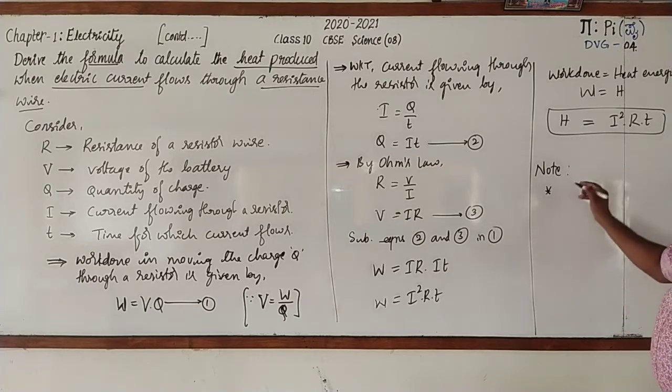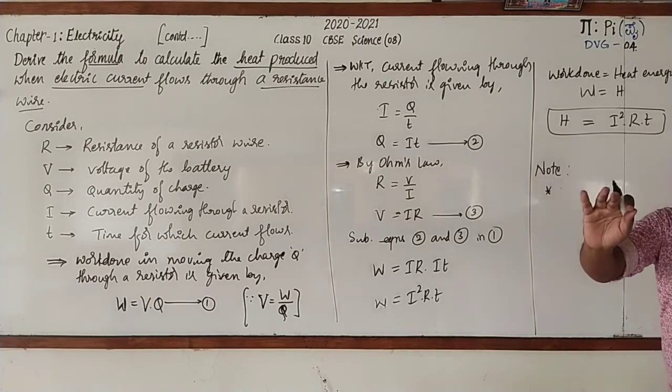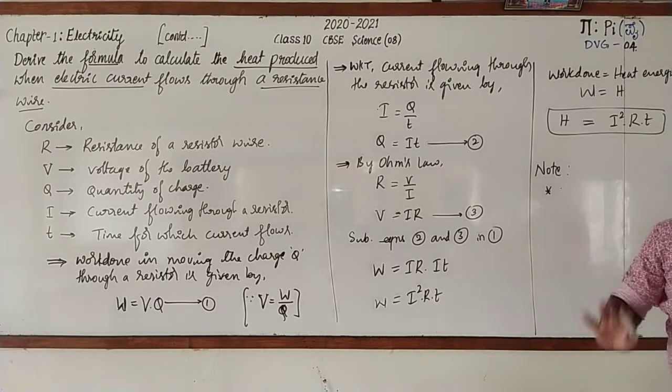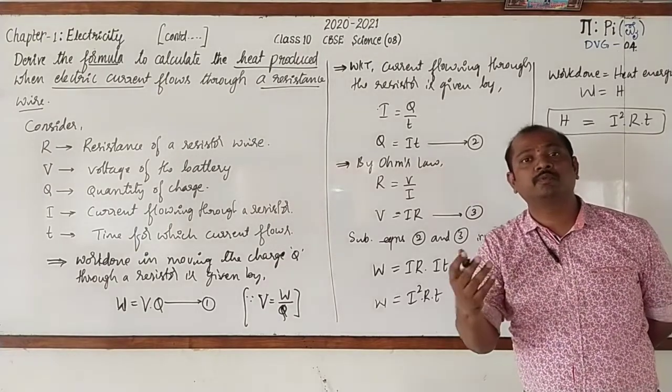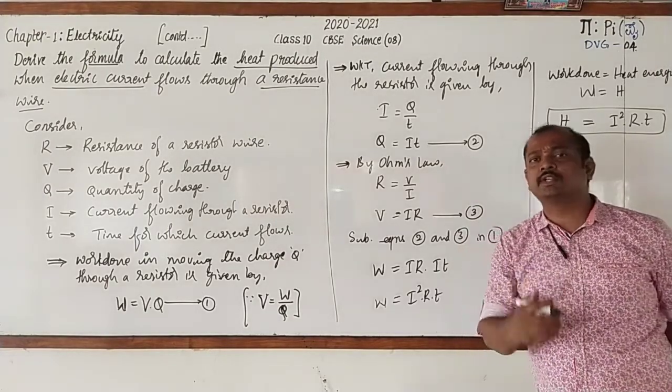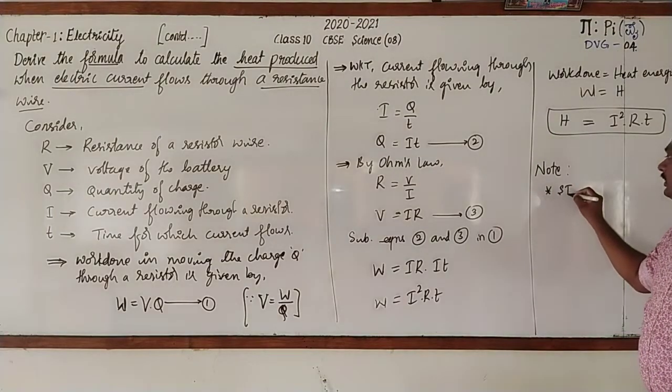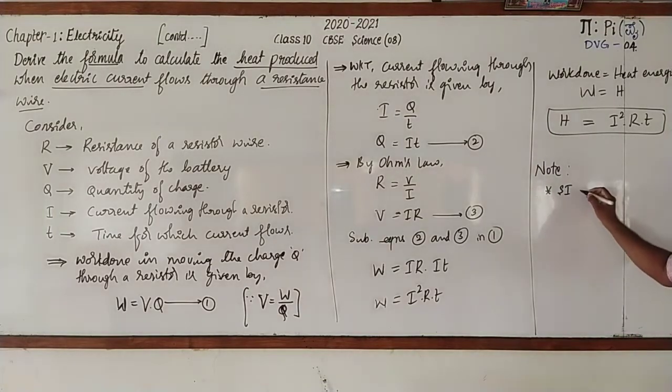That is, the heat is produced in the conductor and it is also measured. As it is to be measured in terms of which unit? That means what is the SI unit of heat energy? Yes, you are right. It is Joule. SI unit of heat energy is joule.